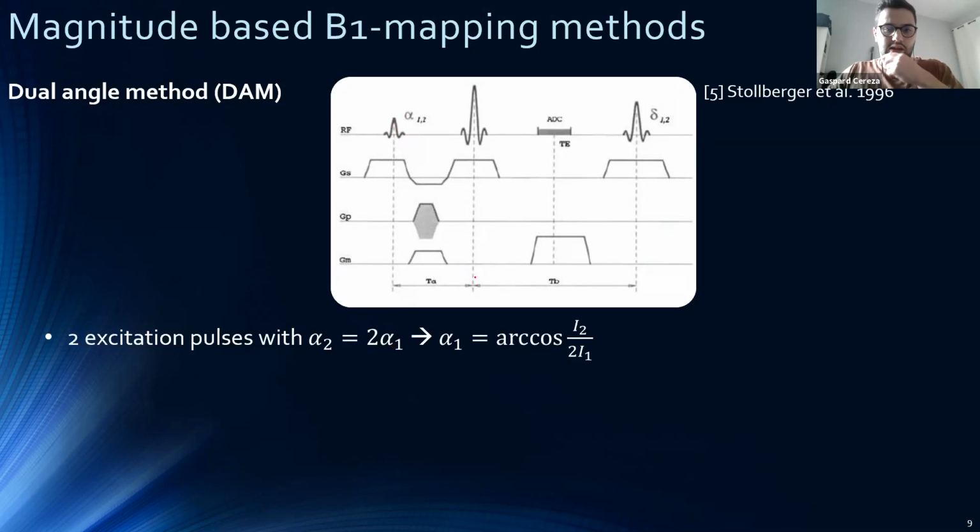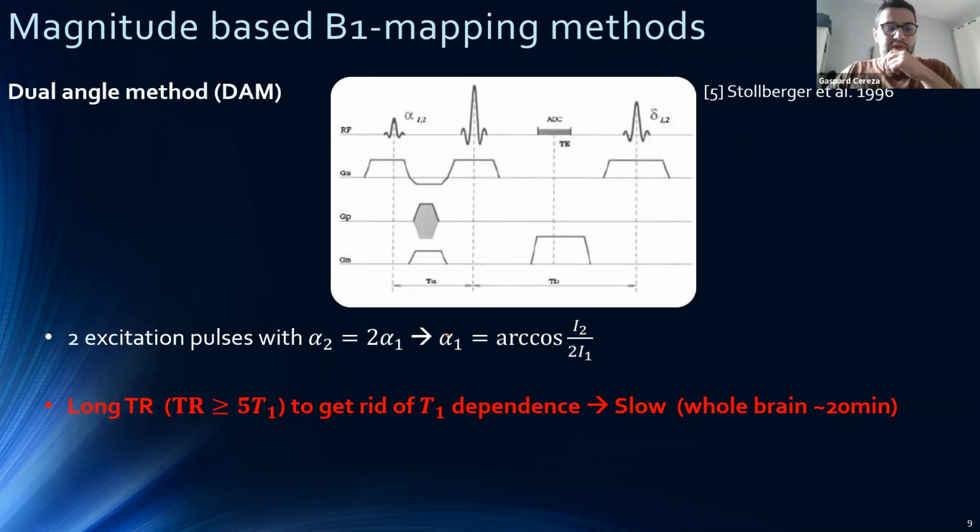And that will give us, after some derivation of the Bloch equations, an equation that allows us to recover the true value of the flip angle with the ratio of the two signals that will be measured. So we will acquire two images with two different flip angles, and the ratio between these images will allow us to recover the flip angle at every point of the image.